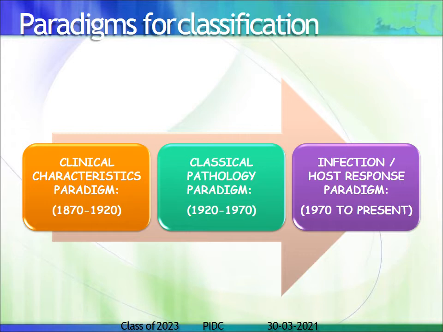So from 1920 to 1970, the diseases were classified based on the pathology. But now it has been a little different, wherein the authors found out that there is an interaction between the infection as well as the host. So the present classifications are based on the infection host response. That is the present classification which we follow right now.